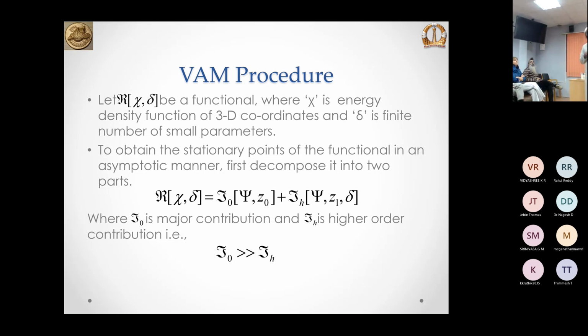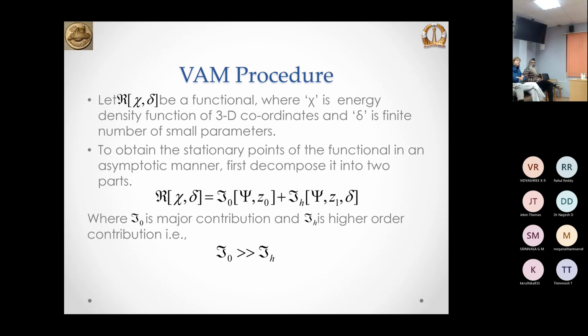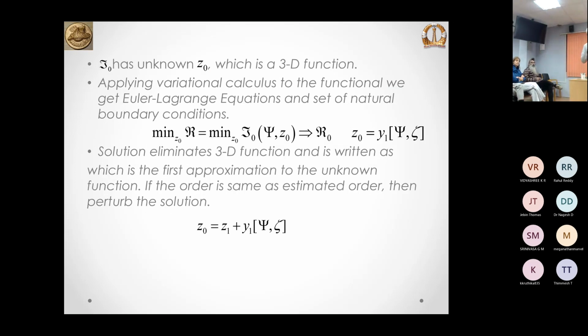Now to obtain the stationary point of a functional, first we decompose it in an asymptotic manner. We apply asymptotics and decompose it into the zeroth order and the higher order. After that, in the zeroth order, we have an unknown z naught, which is a 3D function. We try to find the stationary points. Apply the variational calculus, minimize R with respect to z naught, and get R naught.